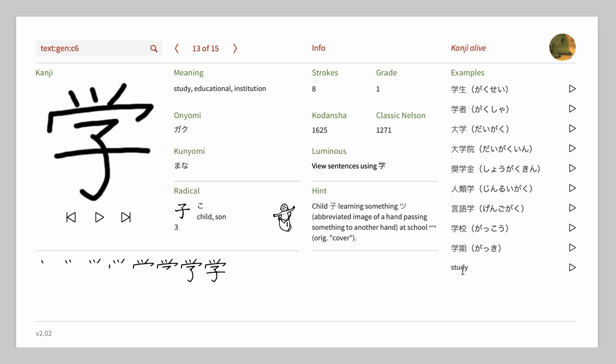I know here it says study, but you wouldn't say ima toshokan de manabimasu. That would sound weird. You would say ima toshokan de benkyou shimasu, right? I'm going to study at the library. This is sort of in a larger context.